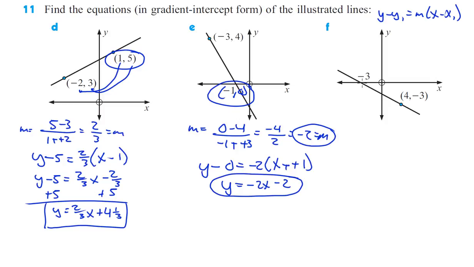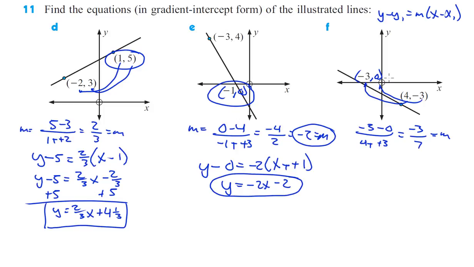Let's see, this is -3. It doesn't go up at all, so it's -3, 0. So let's find the slope of that one. So we got -3 minus 0 over 4 minus -3. So that's -3 sevenths. Not a pretty one, but we'll have to go with it. Okay, so there's our slope.